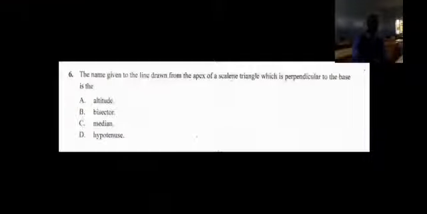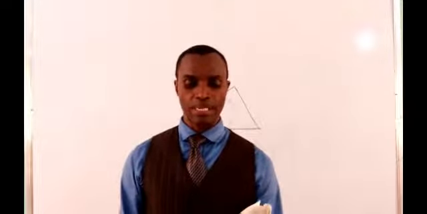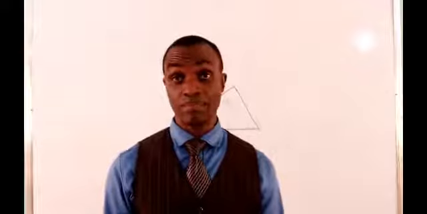Question number 6 demands an illustration. So you will need to look at the video that comes after now to answer this question. Question number 6. The name given to the line drawn from the apex of a scalene triangle, which is perpendicular to the base, is what?